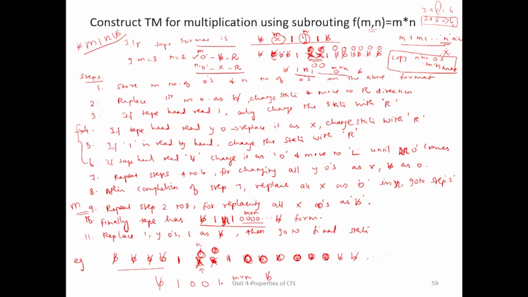So what should we do? The tape should contain only m into n zeros. So the remaining value should be changed to blank space. So we should replace the first 1, then n number of zeros, then the second 1. So we should replace all these values as blank space, then we should go to the final state. So this is the logic behind it. I will give the explanation for the implementation of this problem in the next class. Thank you.